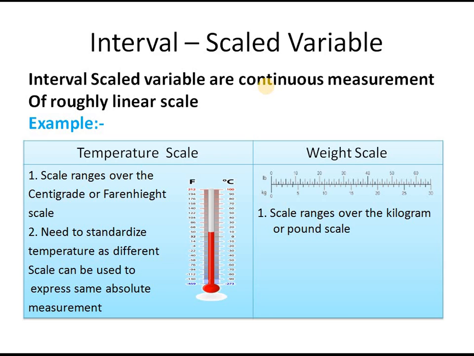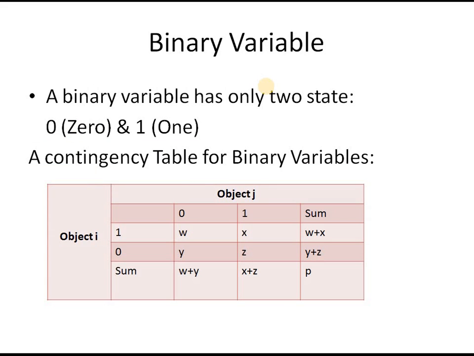Here we see an example: temperature scale ranges over the centigrade to Fahrenheit scale. We need to standardize temperature, as different scales can be used to express the same absolute measurement. Binary variable. We all know a binary variable has only two states, 0 and 1.